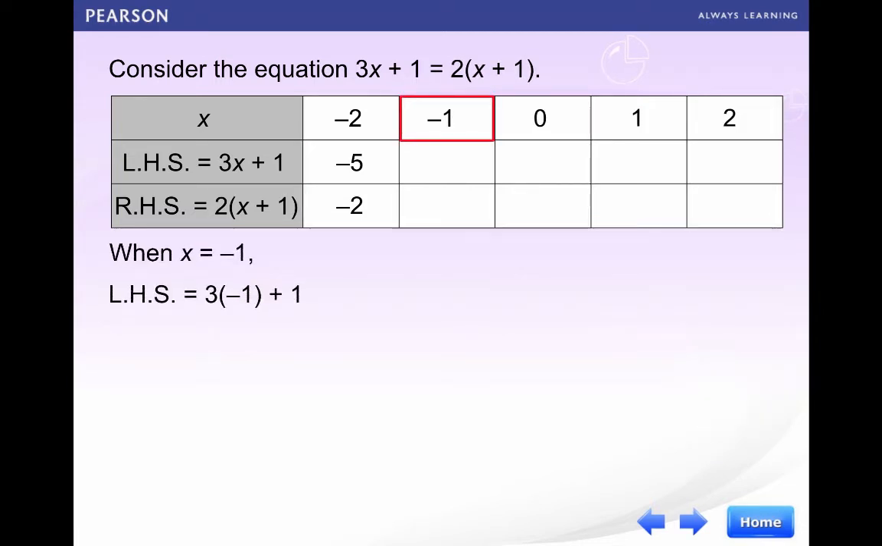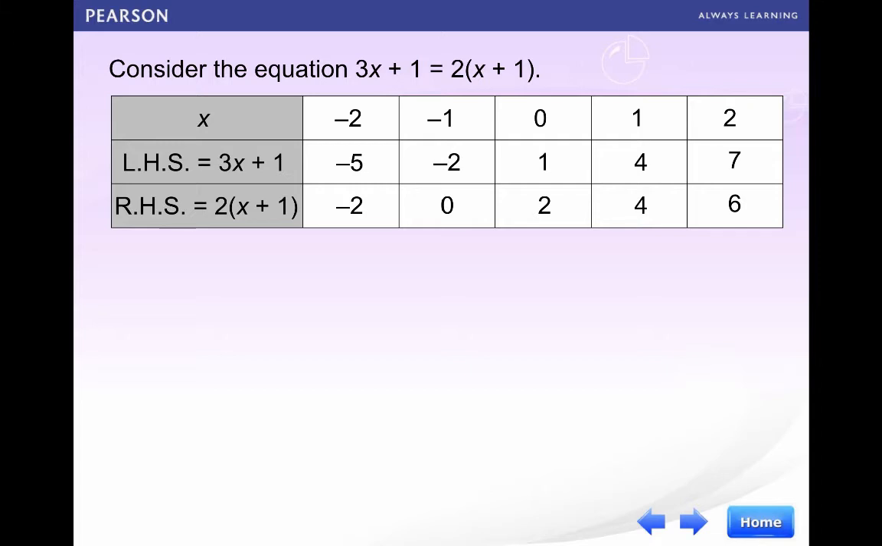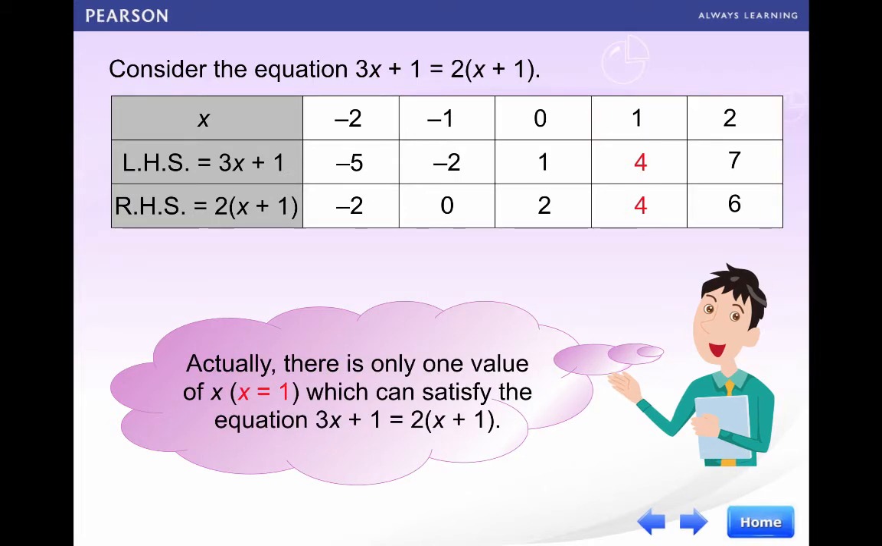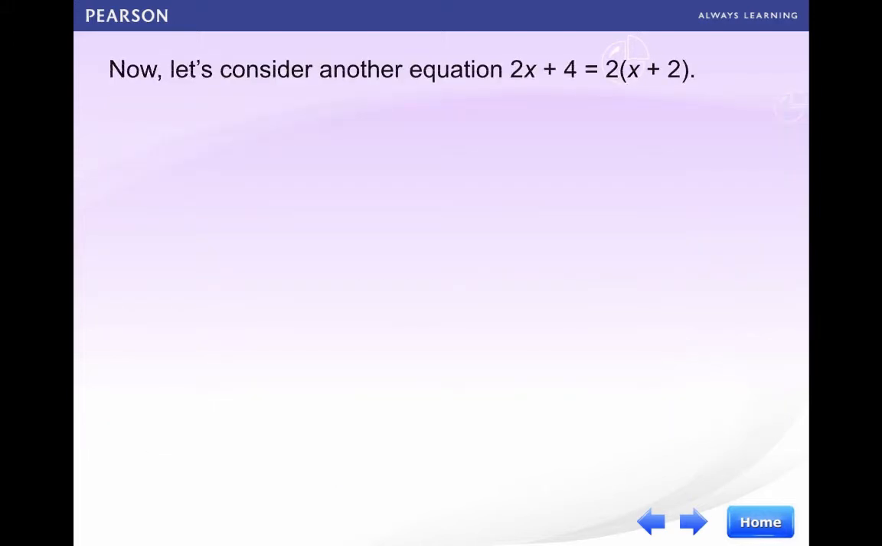So when x equals 1, left hand side is -2, right hand side is 0. So on and so on. So we found that when x equals 1, the left hand side is equal to the right hand side. So what does it mean? It means that there is one value, that means x equals 1, which can satisfy this equation.